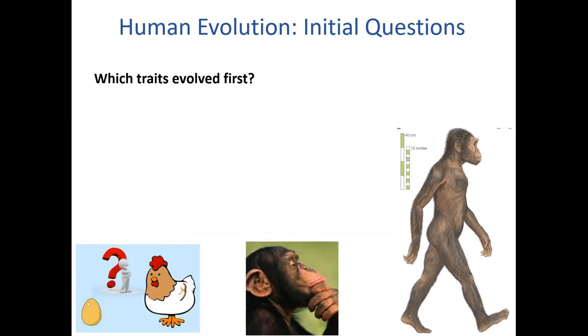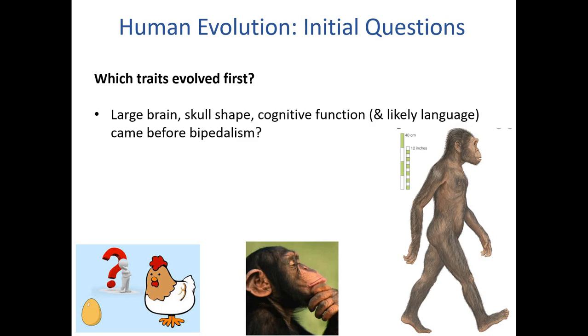So when we think about these traits, one question that we might want to ask is, which of these traits evolved first? And so a long time ago, when people were contemplating these questions, there were basically two competing theories. And so the first was that the large brain and skull shape and cognitive function, and then of course with these likely language, probably came before bipedalism. And then the competing theory, of course, was that bipedalism and the other morphological changes came before the increased brain size and complex thinking, basically. So to answer these questions, basically the most useful tool that we have, of course, is the fossil record.